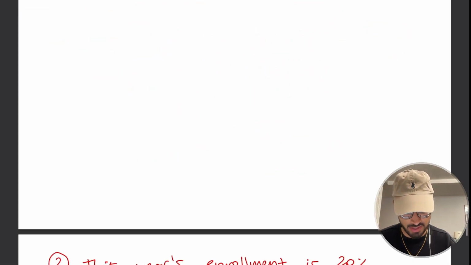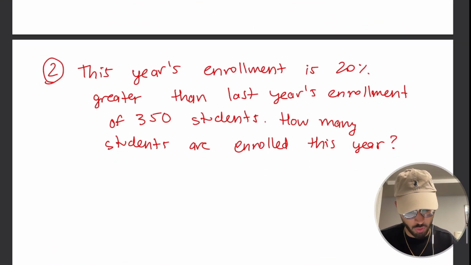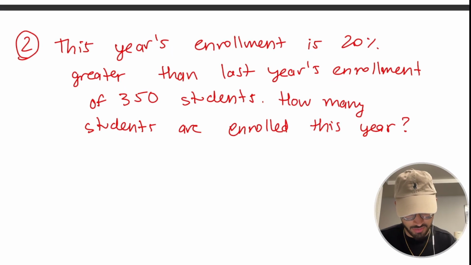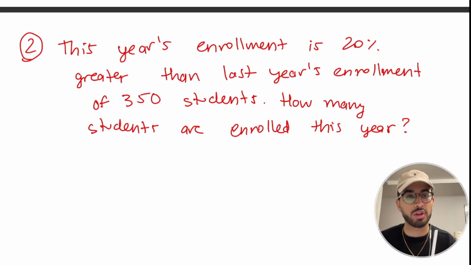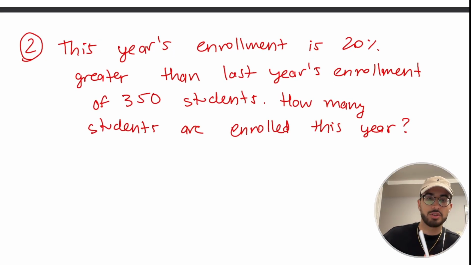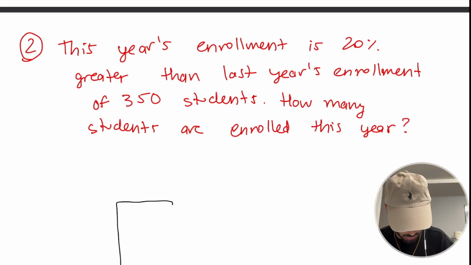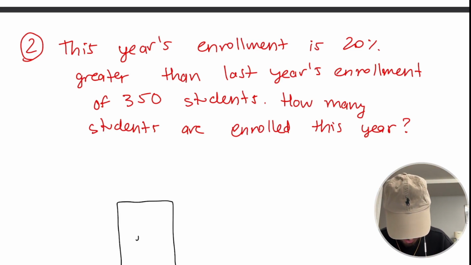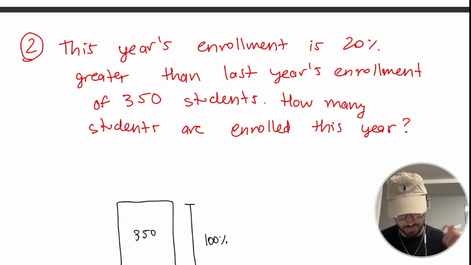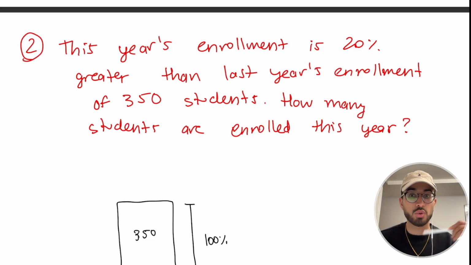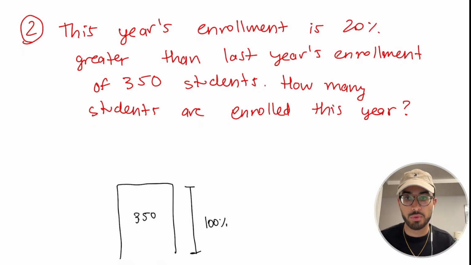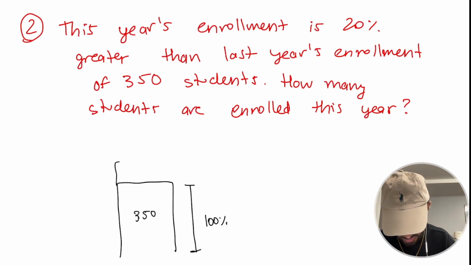Okay, next. So this year's enrollment is 20% greater than last year's enrollment of 350 students. How many students are enrolled this year? Okay, so we have last year's enrollment. This is the 350 students that were there, and this is obviously 100% of itself. So this is 100% of last year's class. This year is 20% greater than it, which means that we should add on 20% like this.